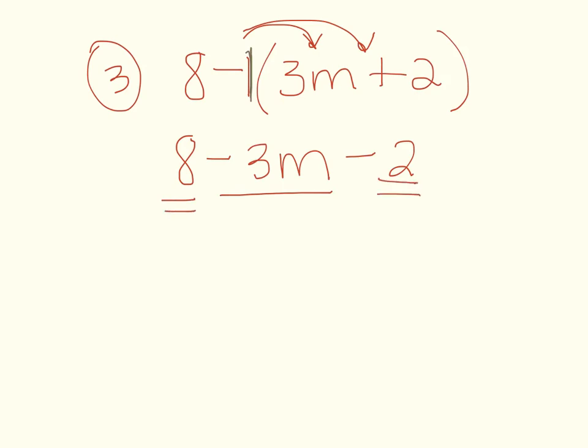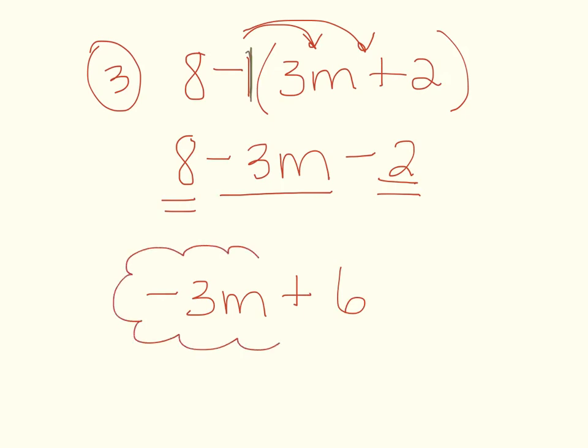Which one comes first? Well, the -3m needs to come first because he's got the highest degree. 8 minus 2 then is +6, and so I put a +6 because it's a +6. -3m plus 6 is my final answer.